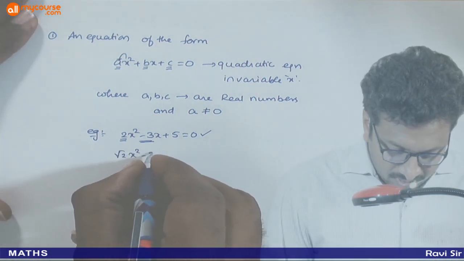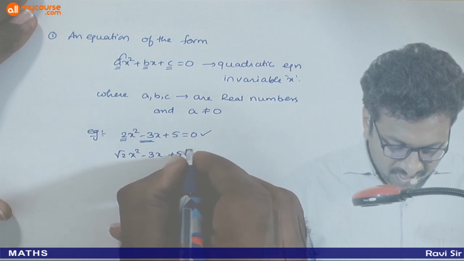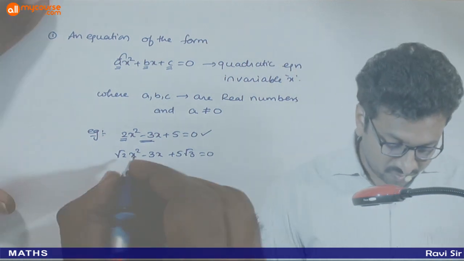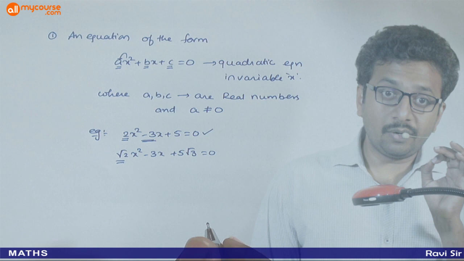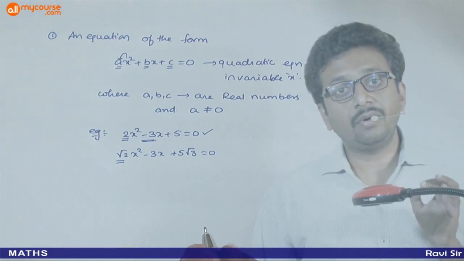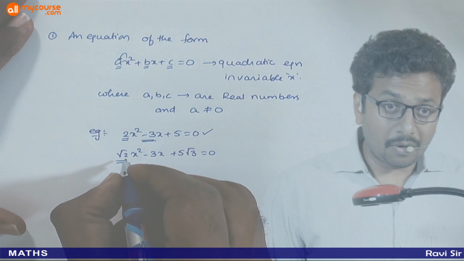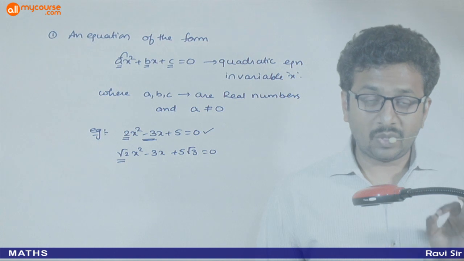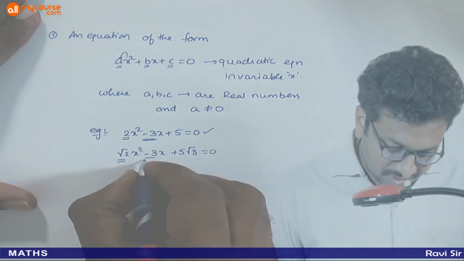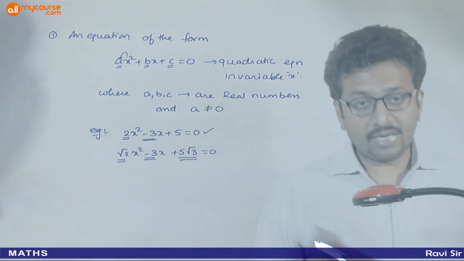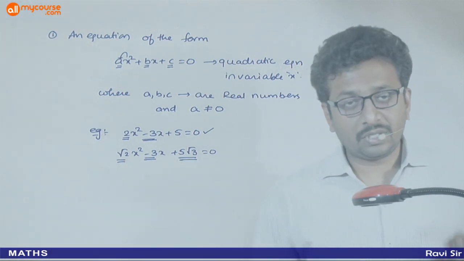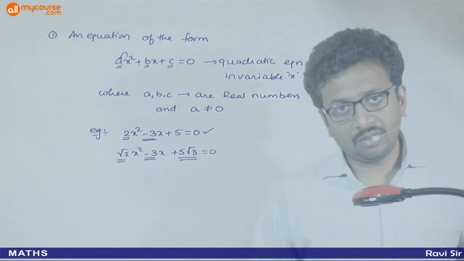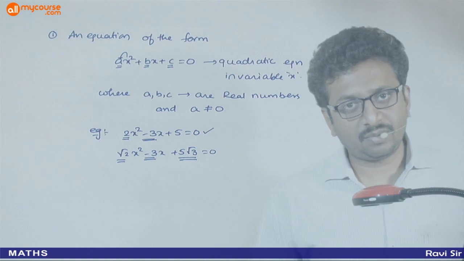Root 2x square minus 3x plus 5 root 3 is equal to 0. Here the coefficient of x square is root 2, which is not equal to 0. Irrational हो सकते हैं, because irrationals are also real numbers. So the coefficients of different terms can be irrational also. This is one thing which you need to understand. So coefficient of x is minus 3. Constant term is 5 root 3. So the coefficients can be rationals or irrationals. The simple thing is that they have to be real numbers.